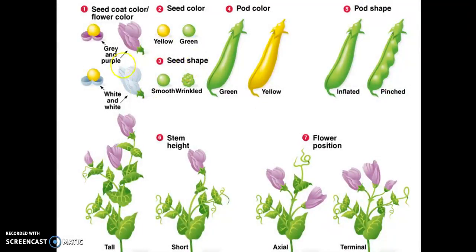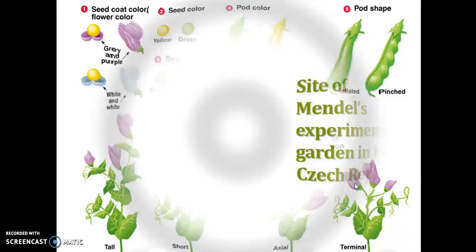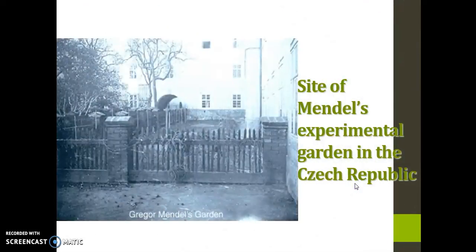So here are some examples of phenotypes that he tested for. There was the seed coat color, as well as the flower color we talked about. The seed color there, the seed shape, whether it was wrinkled or smooth, pod color, pod shape, the stem height, and also the position of the flower on the stem. And here is where all the magic happened.